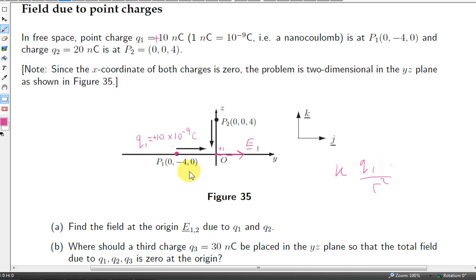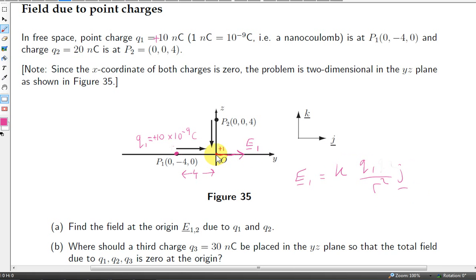Well, that's straightforward. You can see that the distance between them is 4 units. Now this is going to be a positive quantity because Q1 is positive. This charge here is positive. What about the direction? Well, this vector E1 points along the positive y-axis. So the unit vector along the positive y-axis is j. So we just have to stick a j after this. So this thing here is the magnitude, and multiplying by unit vector j gives us vector E1.